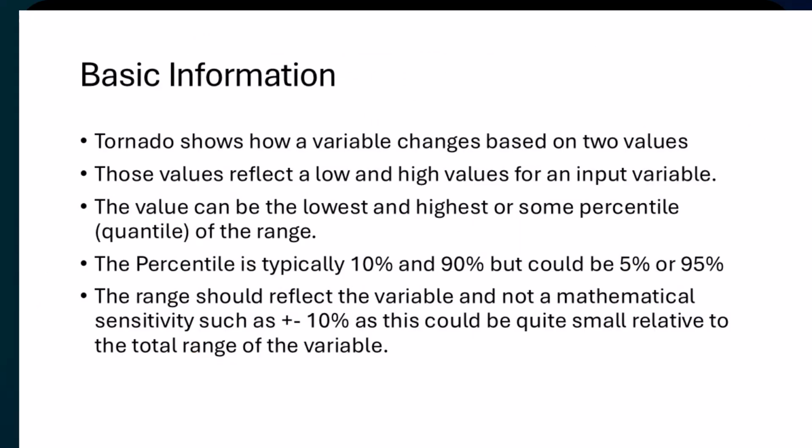A typical tornado shows how a variable changes based on two values. These values reflect a low and high value for input variables. They tend to be 10 percentile and 90 percentile, but could be 5 or 95 or something else. But the range should reflect a variable and not a mathematical sensitivity, such as plus or minus 10%. This could be quite small relative to the total range of the variable.